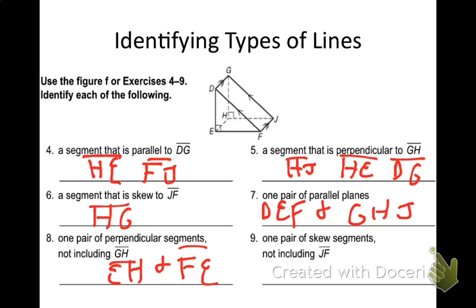What's an example of skew segments not including JF? What do you say, Troy? That's a good one. ED and G. Which one? No, not GH. How about GJ? GH would be parallel, bud. GJ, though, would be skew. You see how GH would be parallel? They can't be parallel. Skew is not parallel, bud. Okay? So recognize that skew is not parallel.